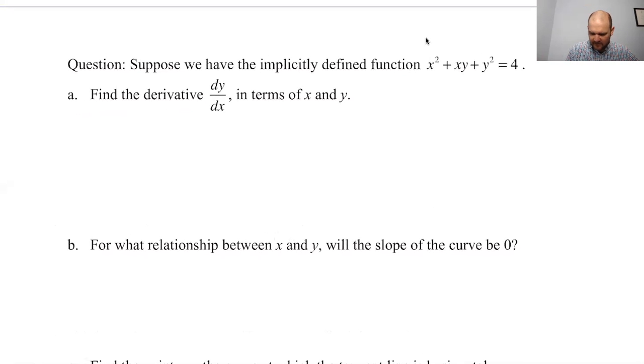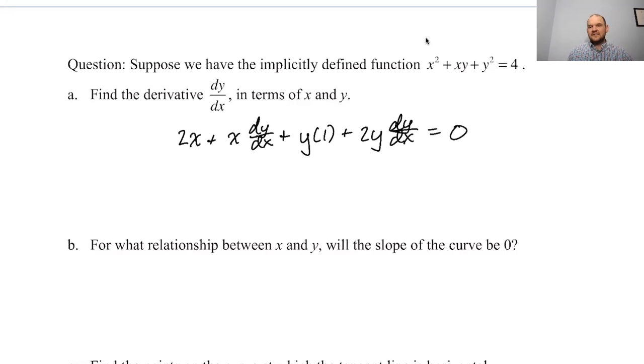So the derivative of x squared is 2x, plus product rule: first times the derivative of the second, which is dy dx, plus second times the derivative of the first, and then plus the derivative of y squared. So y is a function of x, so 2y, chain rule, dy dx, equals the derivative of a constant, which is 0. Mess that up, you're going to regret it a lot.